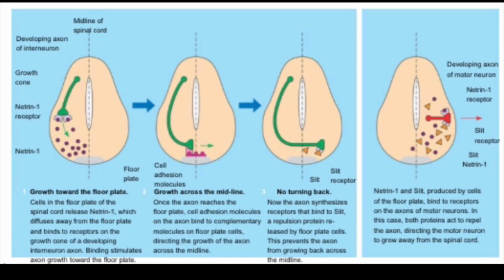This picture shows the growth of an axon toward the midline. The first step is the signal molecules bind to the receptor. The second step, cell adhesive molecules bind to complementary molecules and help direct the growth of the axon. In the third step, the axon synthesizes Robo receptors, and this prevents the axon from growing back across the midline.